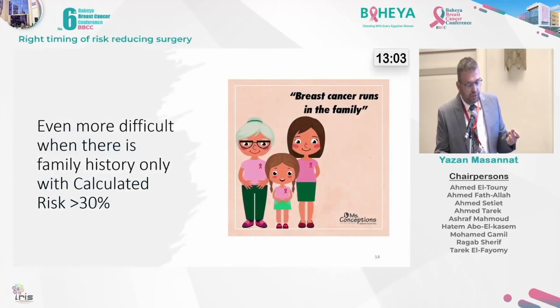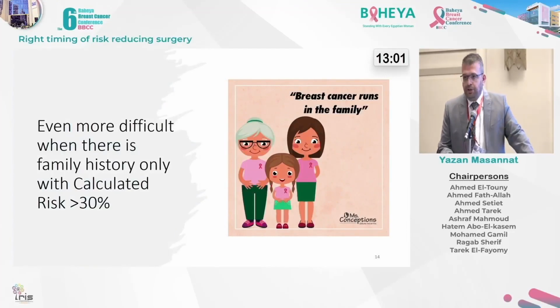There are lots of other new genes like ATM and CHEK2, but it becomes even more difficult when somebody has a significant family history with a calculated risk of more than 30%, but you cannot identify a gene. Because those patients most likely have a gene that we don't know of yet.